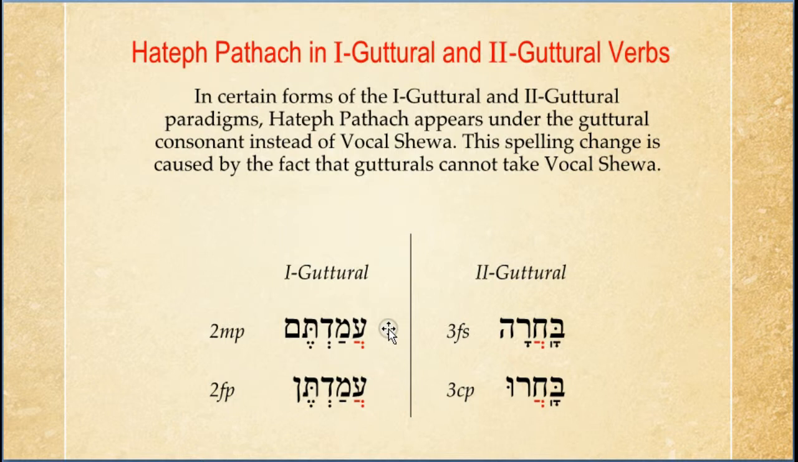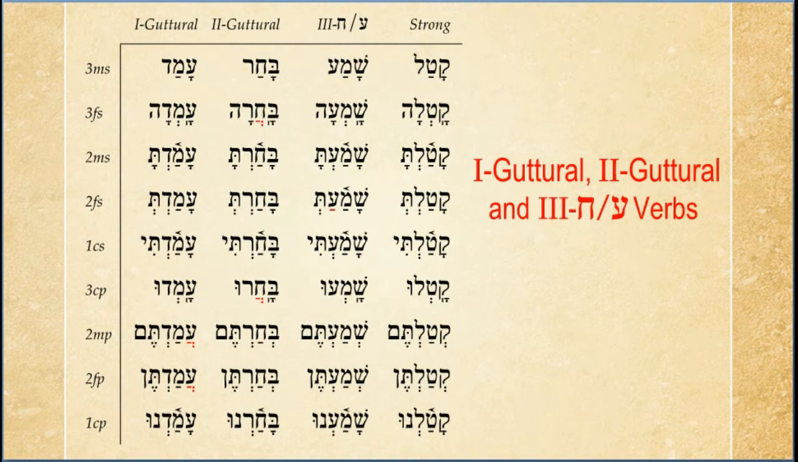Also, notice the metheg over there as well. Once again, this is the third person feminine singular and common plural. I pointed those out to you in the previous chapter. It's helpful to know why I was doing that, so that you can remember later on. So here's the paradigm of the first position gutturals and the second position gutturals, and also in the third position, the hey and the ayin. That's what this paradigm is about.